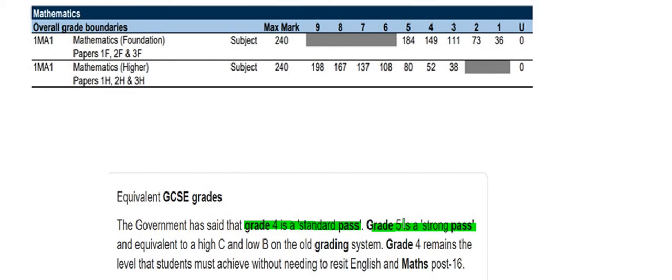I'm just talking about the foundation tier. If you do the higher, you can get more than grade 5 as well. A lot of students get confused when they do foundation, because they are in the bottom set and they can't do maths, that's why they are doing foundation. So they panic when they get the exam. But in this video I'm going to show you some exam papers as well.